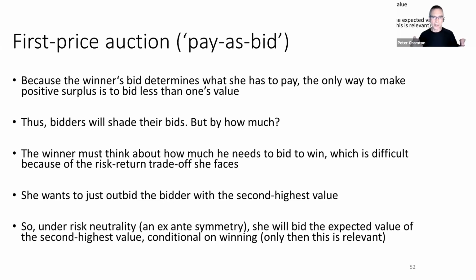And that's because you want to make some money from the transaction. And so if you have a value of 100, you don't want to bid 100, you want to bid something less than that. And the question that you face is, how much should I shade my bid? The more I shade my bid, the lower the probability that I'll win, but the better the terms of trade, the more money I make, conditional on winning.